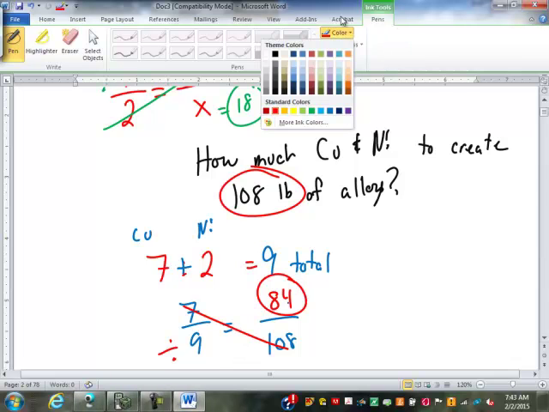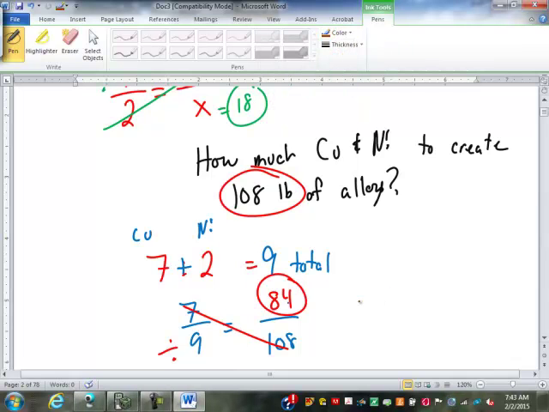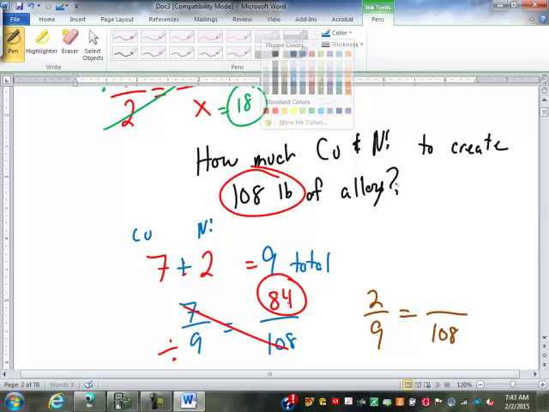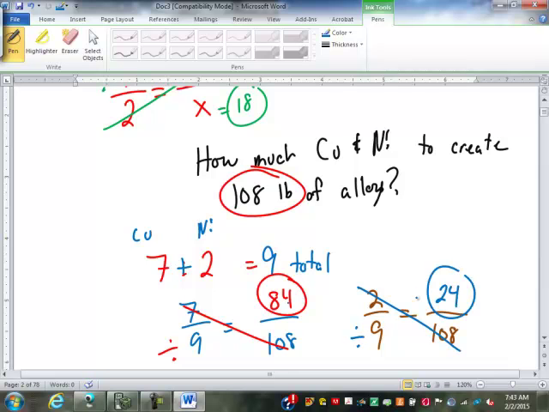Now I got to go back and do the nickel, which is 2 out of the 9 total parts. Now yes, I realize I could just take 108 minus 84, but I want to do the ratio to figure it out. That way I can add them up later to double check. Is how much out of 108? Cross multiply and divide, I should come up with a 24.